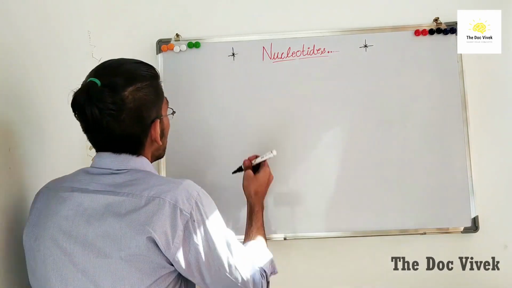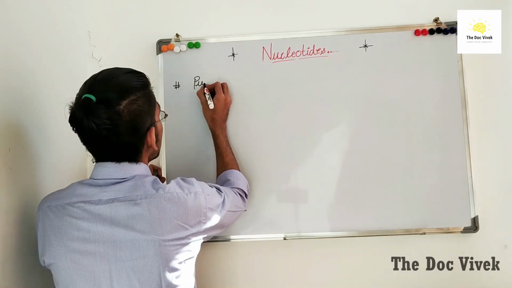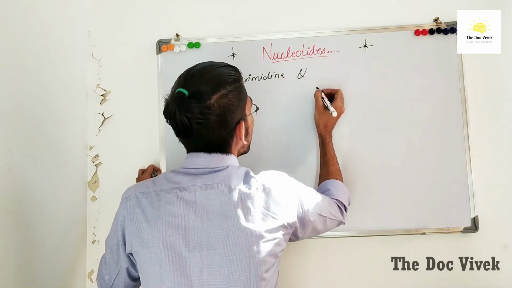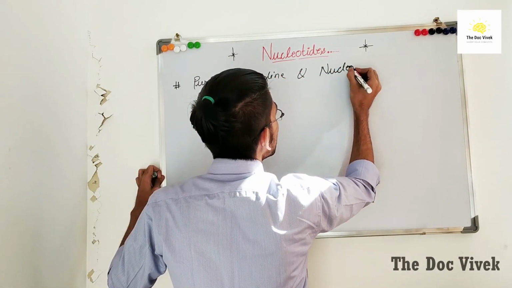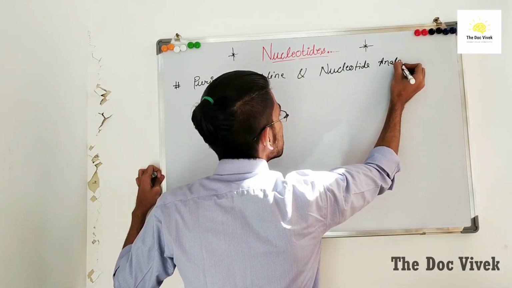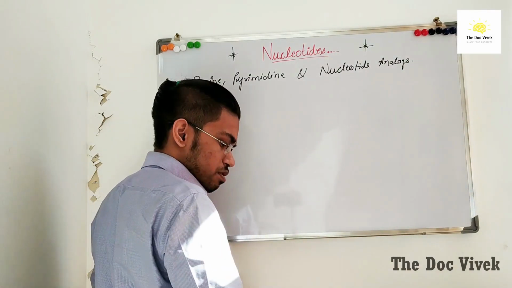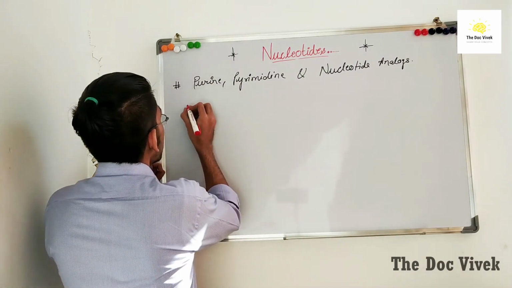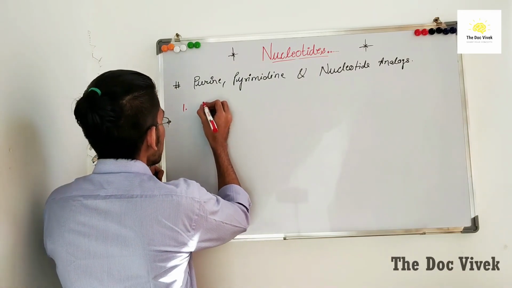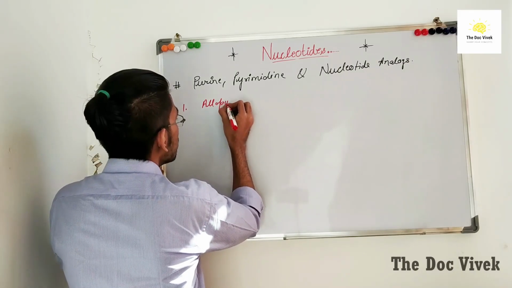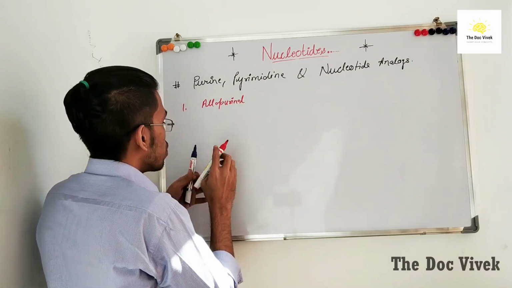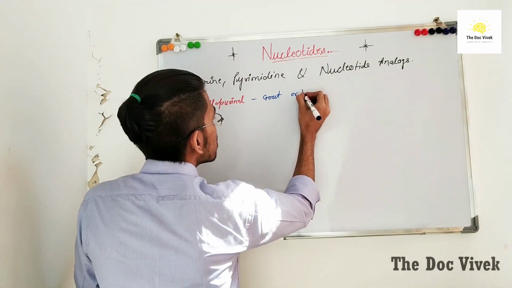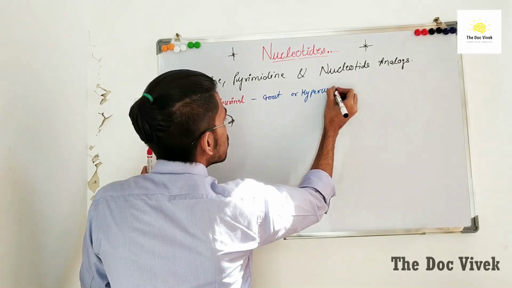So here goes purine, pyrimidine and nucleotide analogs. Okay, so the first one is allopurinol, which is used for the treatment of gout or hyperuricemia.